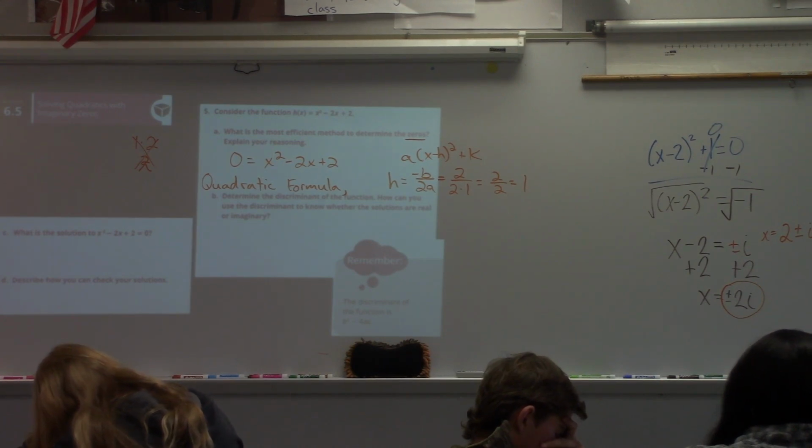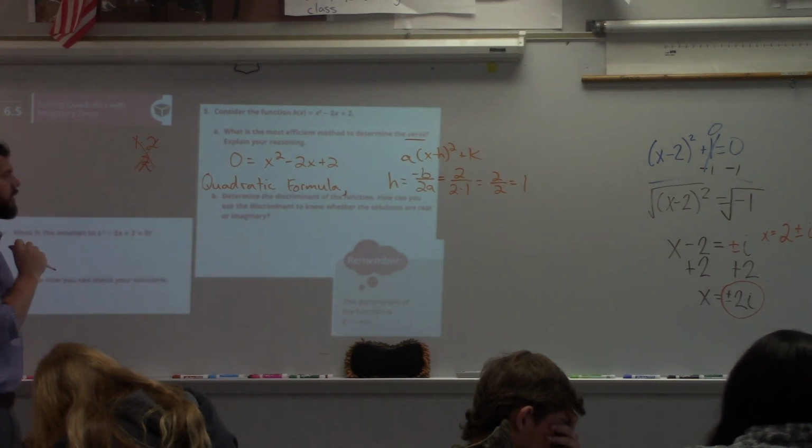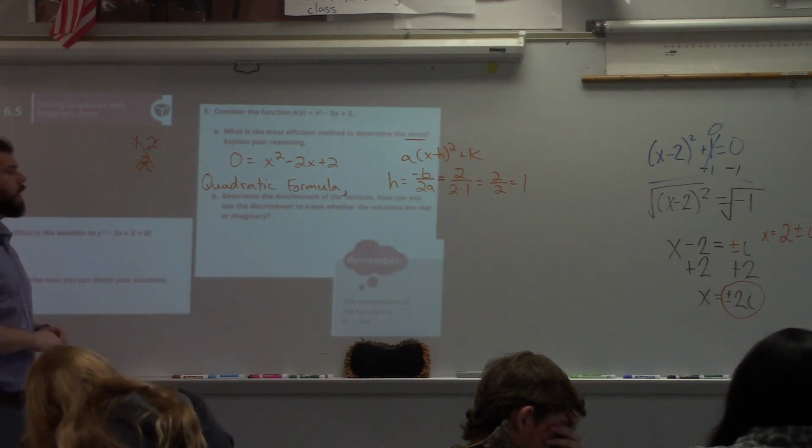What could you have done with h of x to figure out there's imaginary zeros? You can graph it. If you graph this function, there are imaginary zeros. That's an important thing to notice here. But B gives us another option. It says determine the discriminant of the function. How can you use the discriminant to know whether the solutions are real or imaginary?